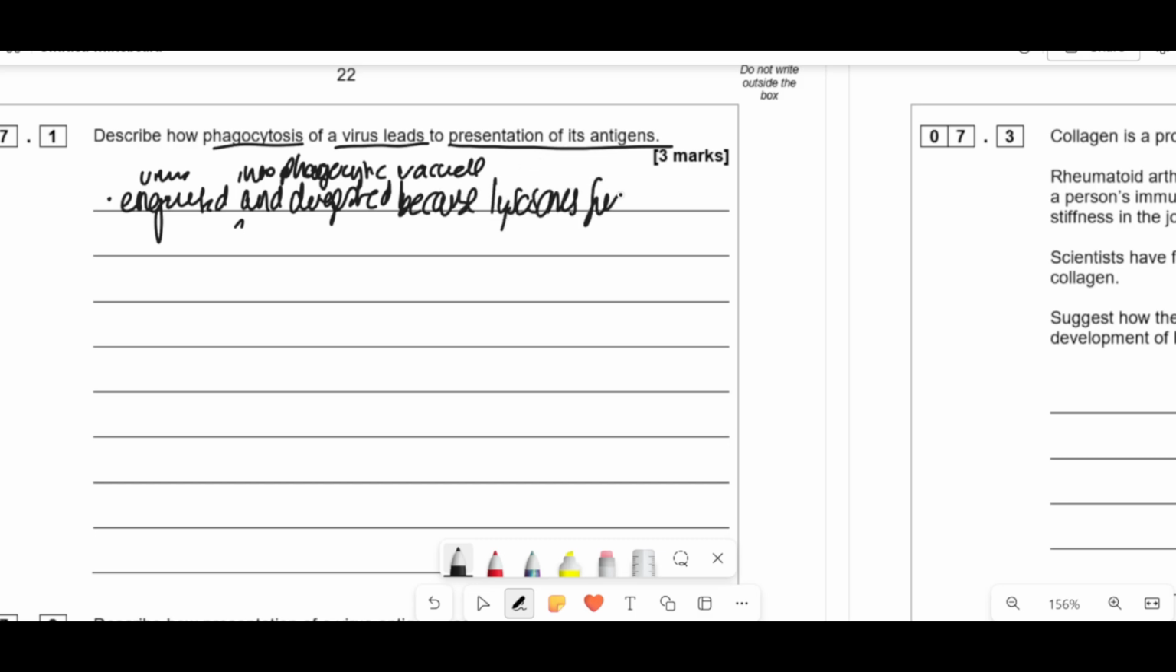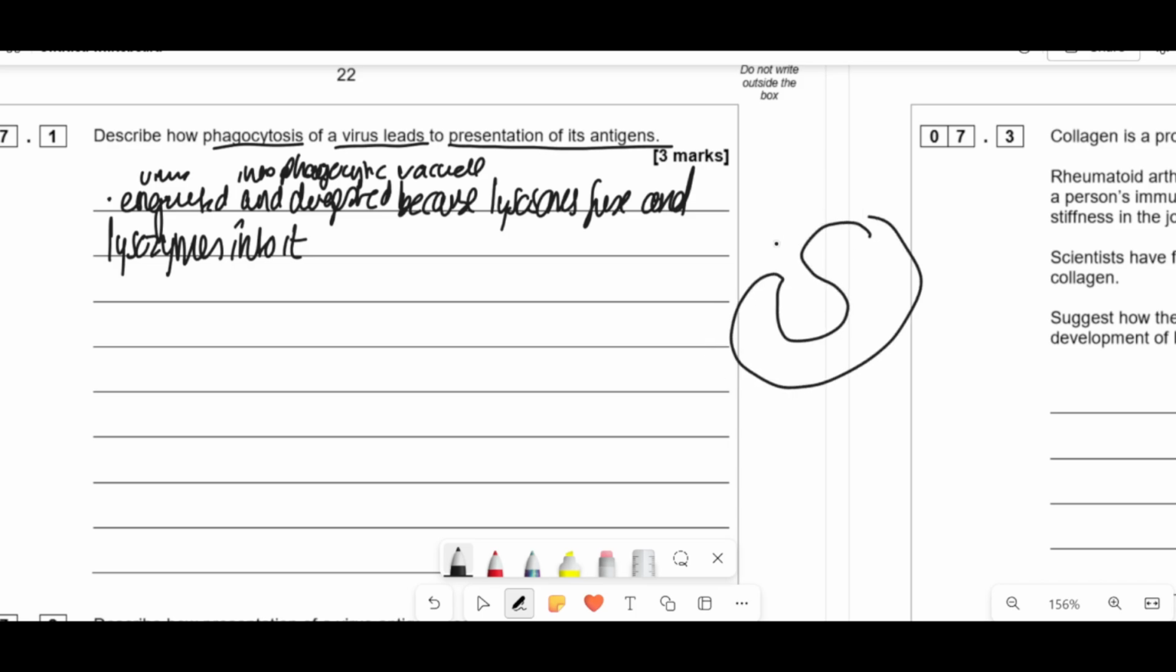digested because lysosomes fuse and release lysozymes into it. You cannot say that the virus enters or fuses with the lysosome because that's infecting the cell. So here's your phagocyte, it literally surrounds it like this. And it's kept it here, the virus, and then what happens is a lysosome comes along, fuses with it and releases lysozymes into there. If it took it into this cell or whatever, it's been infected. So then, what happens is the virus is hydrolyzed by those lysozymes.